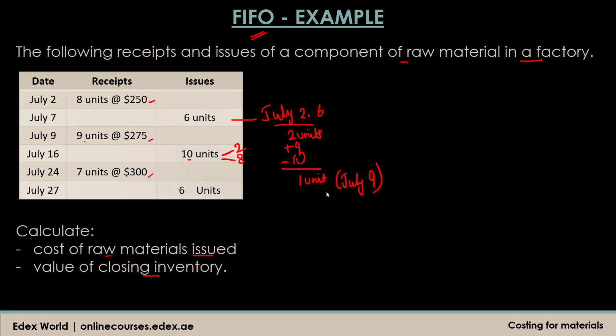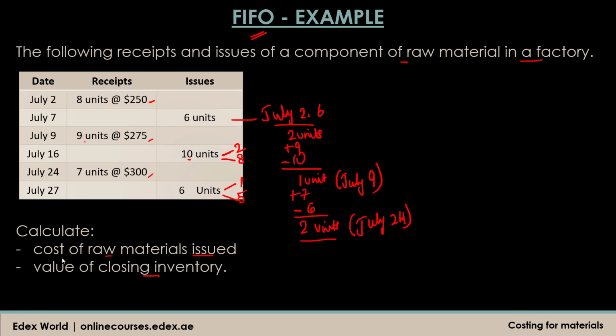Because in FIFO, obviously the closing inventory will always be from the latest batch. And then on July 24, we receive another 7 units. That's the third batch. Then on July 27, 6 units were issued. So of these 6 units, 1 unit would be issued from the July 9 batch, and the remaining 5 units would be issued from the July 24 batch. So earlier 1 unit plus 7 units received, then we issued 6 units. So at the end, after all the transactions, we still have 2 units remaining in stock, and obviously these 2 units would be from the July 24 batch following the FIFO method. So that's the overall flow of inventory.